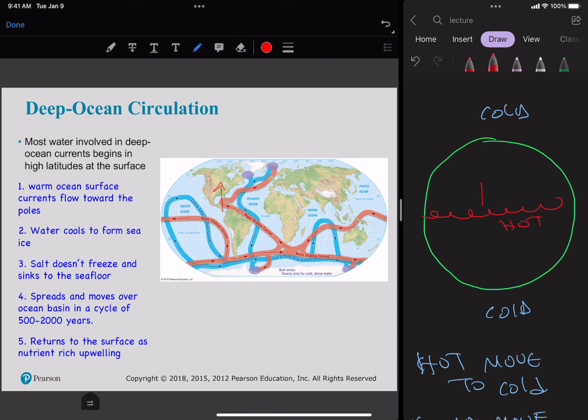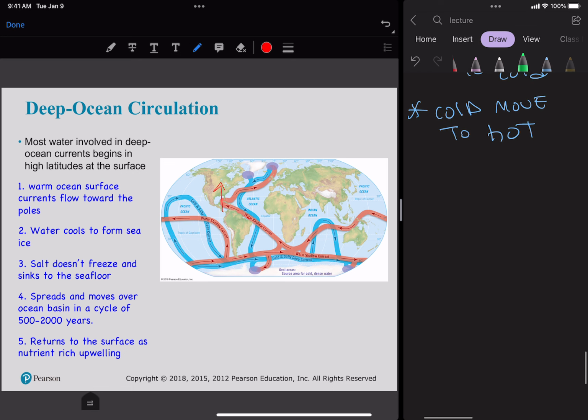So hot surface water moves towards the poles. As it moves towards the poles, it becomes cold, and as it cools down, it sinks to the bottom of the ocean. But it's still cold water, and because it's cold, it wants to go back to the equator, and it's going to try to move back towards the equator here. But that is not the only picture.